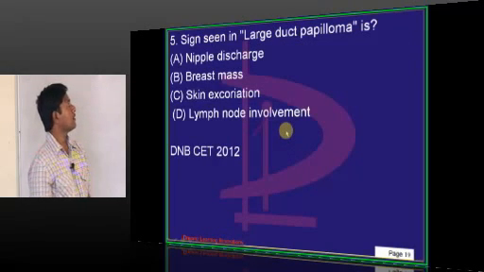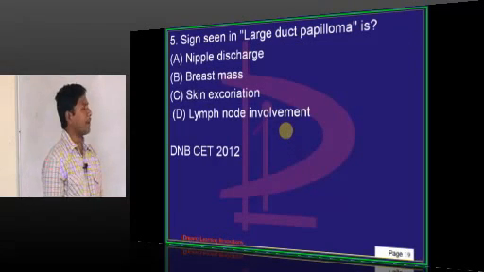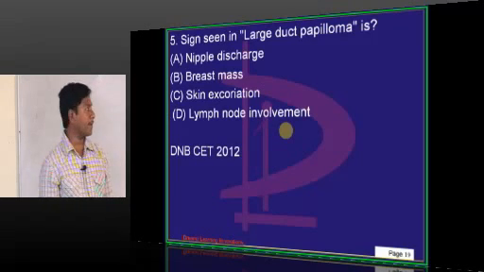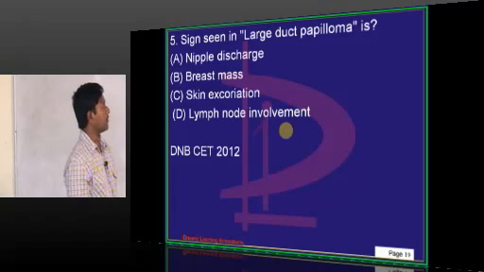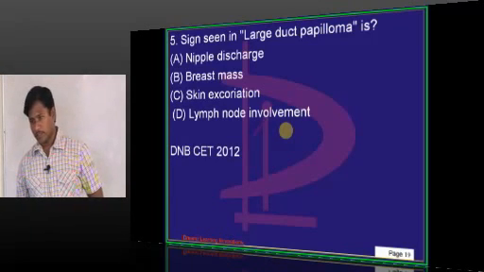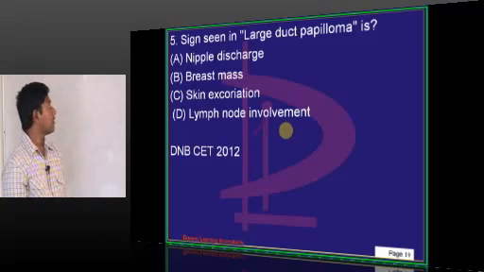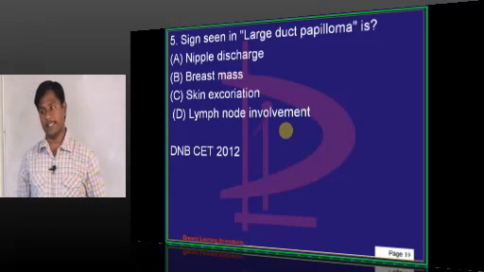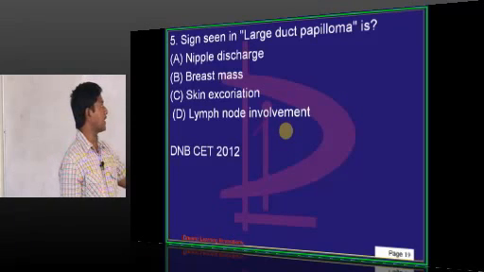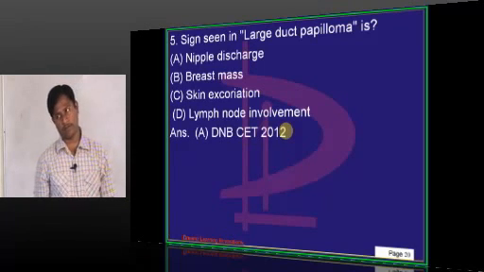Signs seen in large duct papilloma. What is the most common sign seen in a large duct papilloma? Nipple discharge, breast mass, skin excoriation, or lymph node involvement? Nipple discharge. Yes. What is the most common cause of nipple discharge? Of course, it is a large ductal papilloma, the most common cause of nipple discharge.